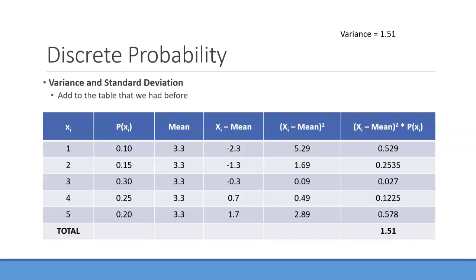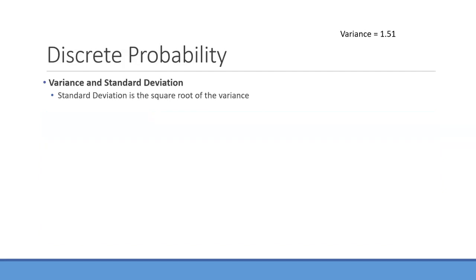Now, if you remember from previous chapters, your standard deviation is just the square root of that. It's just the square root of your variance. So we take the square root of 1.51, and our standard deviation here is 1.2288.